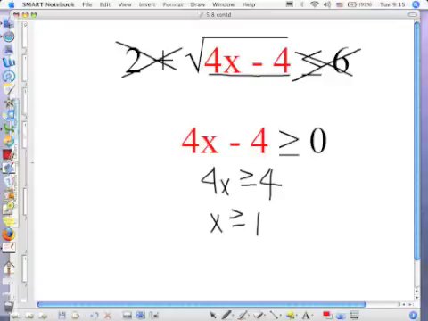Okay? That's set notation and set builder and all that. But you don't do that if it's an odd root. If it's an odd root, you skip that step completely.